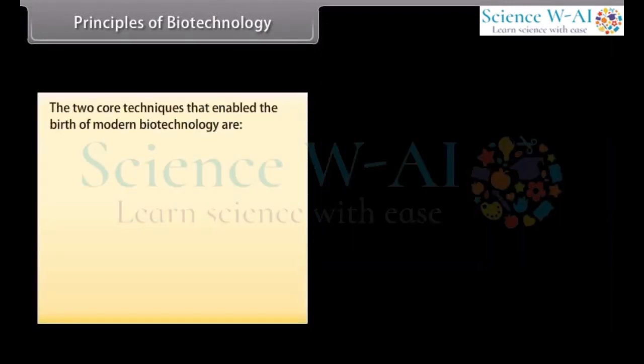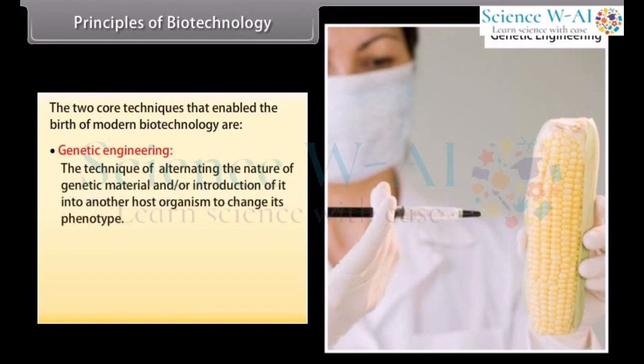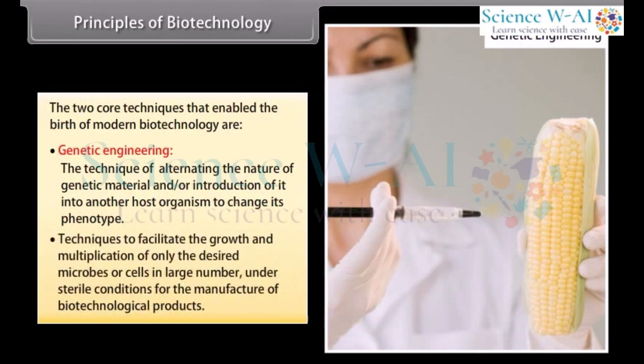The two core techniques that enabled the birth of modern biotechnology are genetic engineering: the technique of altering the nature of genetic material and/or introduction of it into another host organism to change its phenotype; and techniques to facilitate the growth and multiplication of only the desired microbes or cells in large number under sterile conditions for the manufacture of biotechnological products.